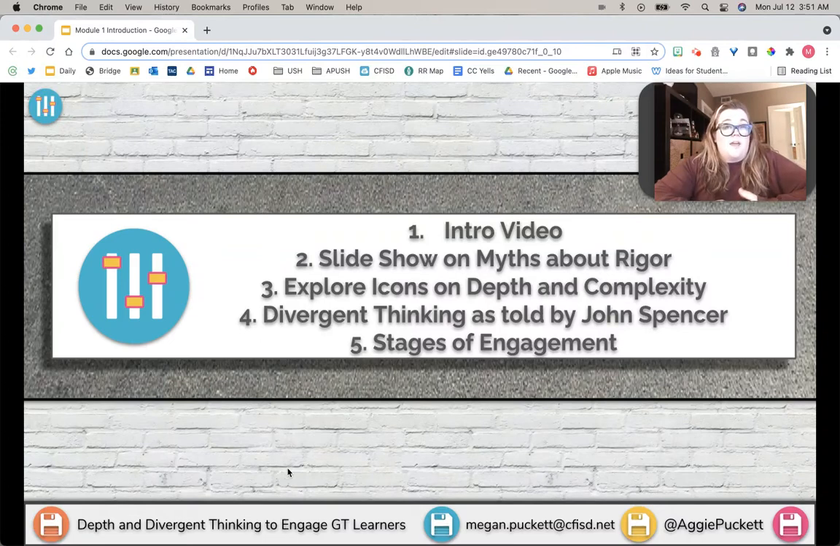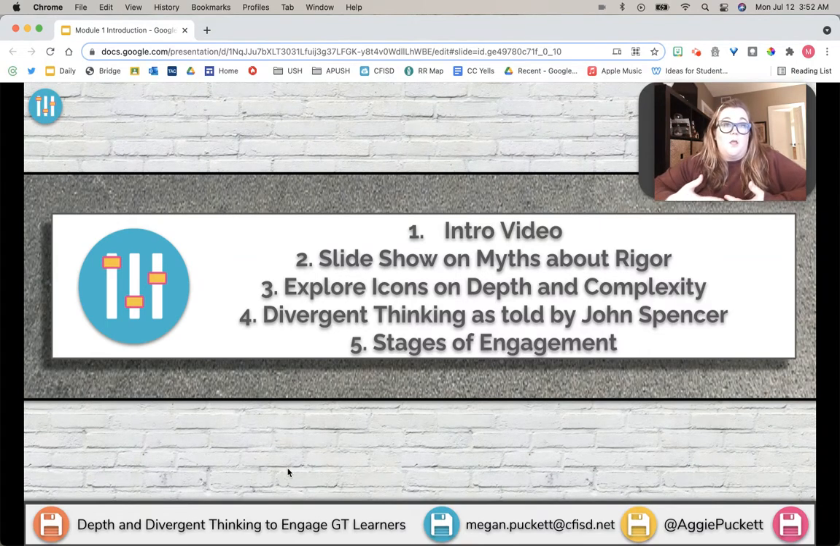You're going to explore the icons on depth and complexity. You're going to look at divergent thinking as explained by John Spencer. And then you're going to look at the 5 stages of engagement, which is something from a guy whose name starts with an S and I forget what it is, but we're going to be looking at his different stages of engagement and what that looks like. And I'm going to ask you to provide me with what is an activity you do in your classroom that receives a certain level of engagement?